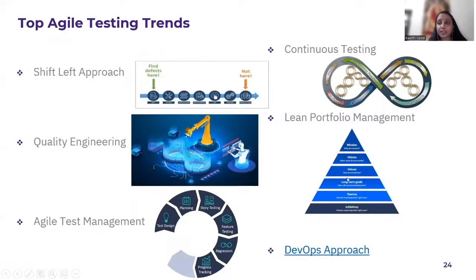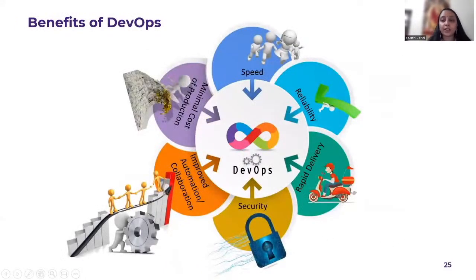So these are a few top Agile testing trends which we follow across organizations, out of which DevOps is the best approach, which most organizations follow. DevOps is nothing but a combination of development and operations, which ensures speedy delivery and a stabilized product with reliability. We provide rapid delivery, and it enhances the security of the system, improves collaboration and automation, and minimizes the cost of production. So this is a really important part of any Agile team, to follow DevOps.